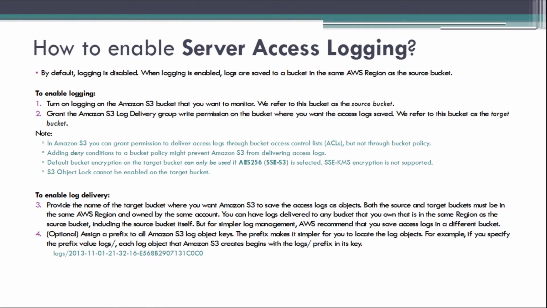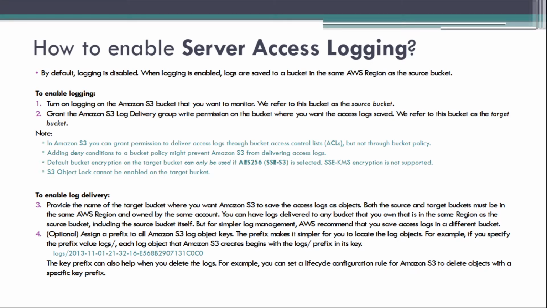Optional: assign a prefix to all Amazon S3 log object keys. The prefix makes it simpler for you to locate the log objects. For example, if you specify the prefix value log/, each log object that Amazon S3 creates begins with the log/ prefix in its key. So you can set some prefix, and all the log objects will be saved under that prefix. So it will be easy to access, easy to manage, easy to delete, and easy to understand.